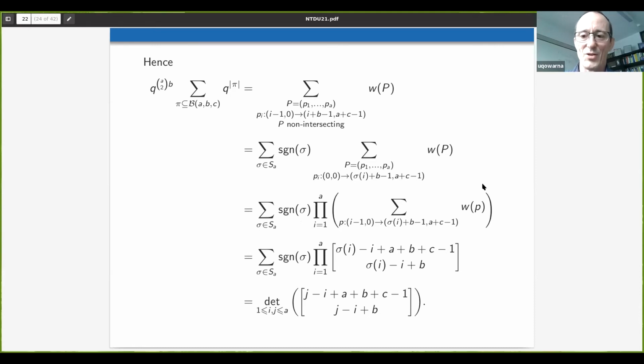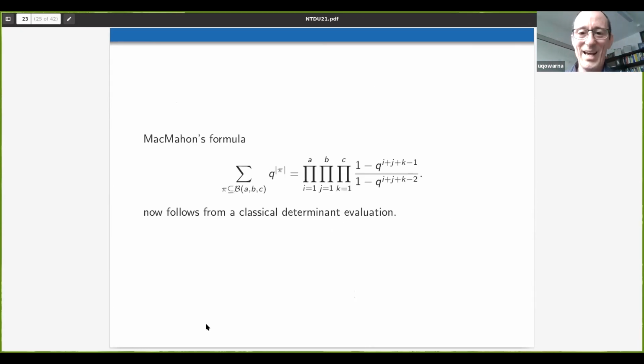So there's a little bit of technical calculation here. So let's just skip this. The point is that this is precisely a determinant. So all you need to do is just evaluate this determinant, and you have in fact found the generating function of plane partitions. So this is again this same q-binomial coefficient. And computing this determinant, it's maybe not an exercise for a high school student, but it's maybe an exercise for an honors student. It's not super hard. And so you precisely get MacMahon's formula. So it's just a classical determinant evaluation.